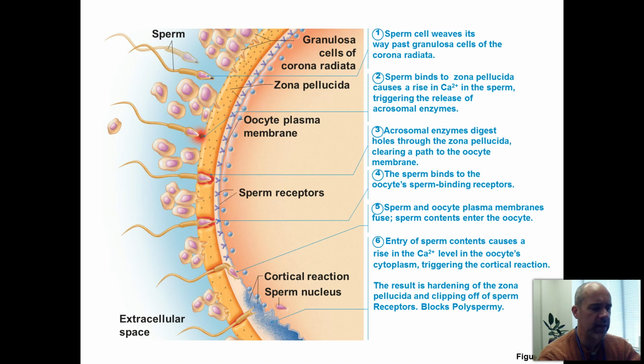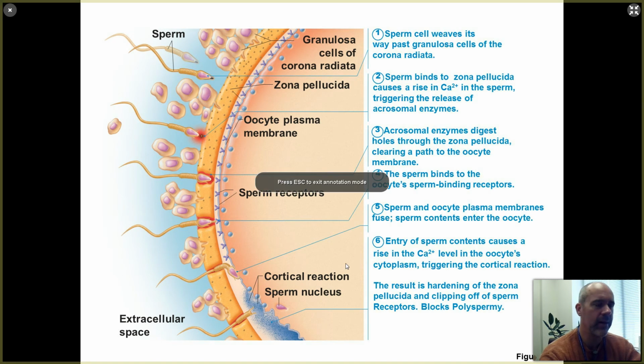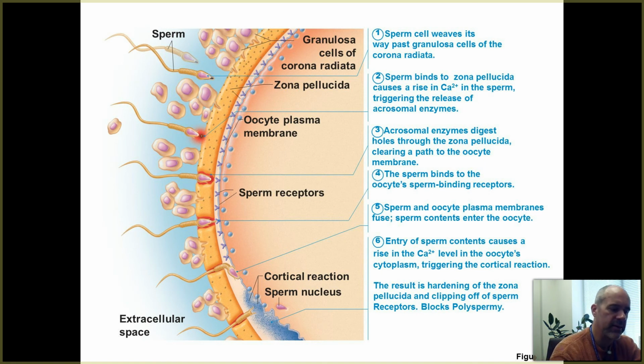All right, so you've got those lucky thousands that actually make their way up through the fallopian tube. And then what is actually involved with fertilization? One thing that's very important is you just want one sperm to fertilize the egg.